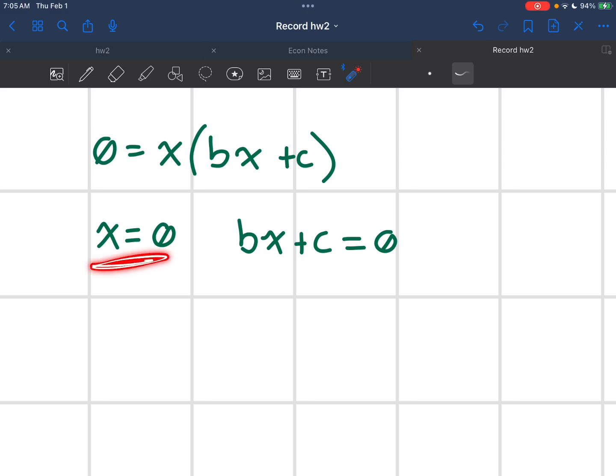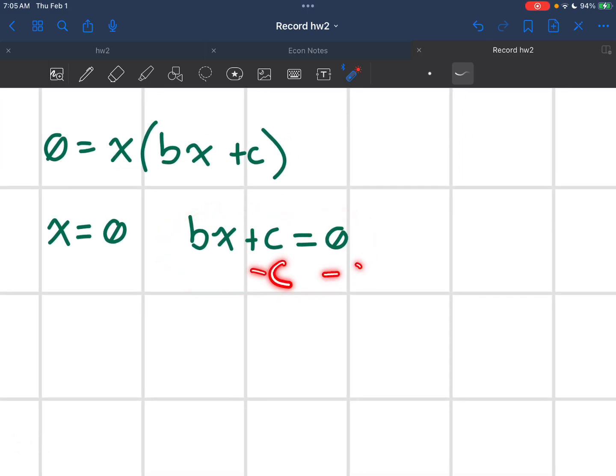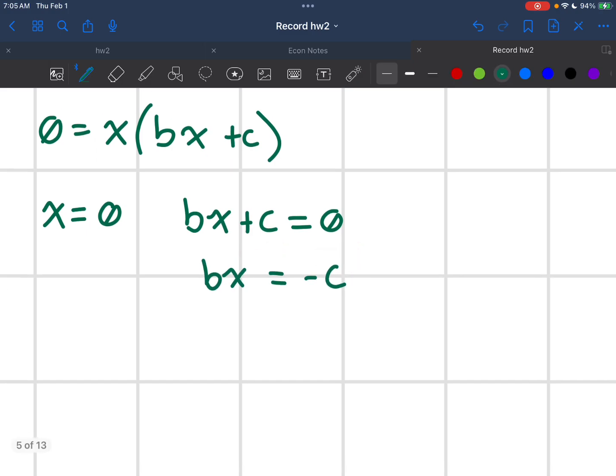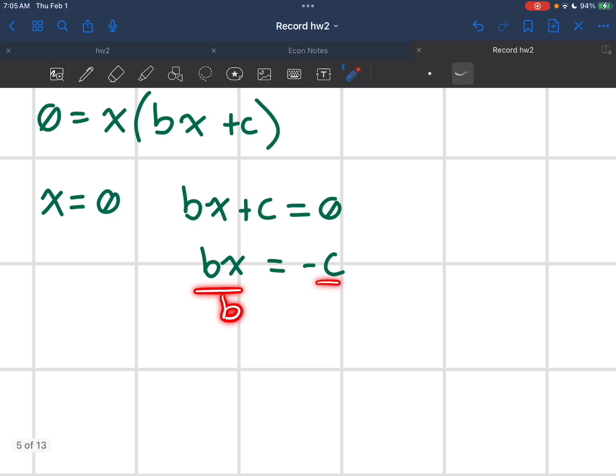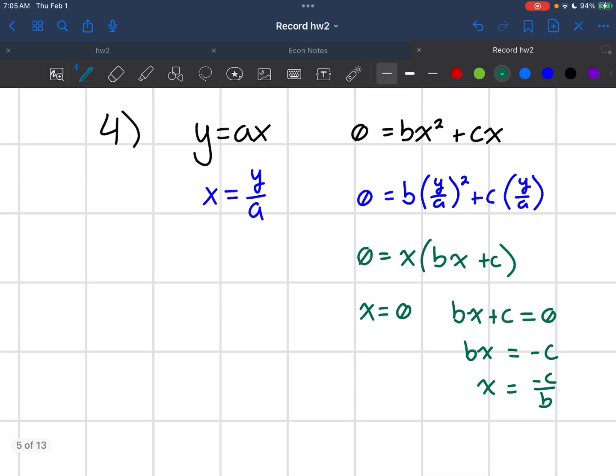Now, obviously I have this one solved for x already, but let's get this one solved for x. So I'll subtract c from both sides. bx equals minus c. And then I'll divide by b on both sides. So I'll get x equals minus c over b. Okay. Now I have 2 solutions for x to plug into my equation over here.